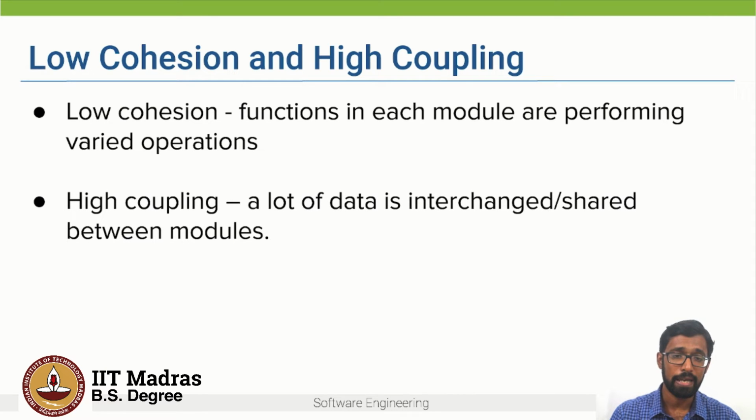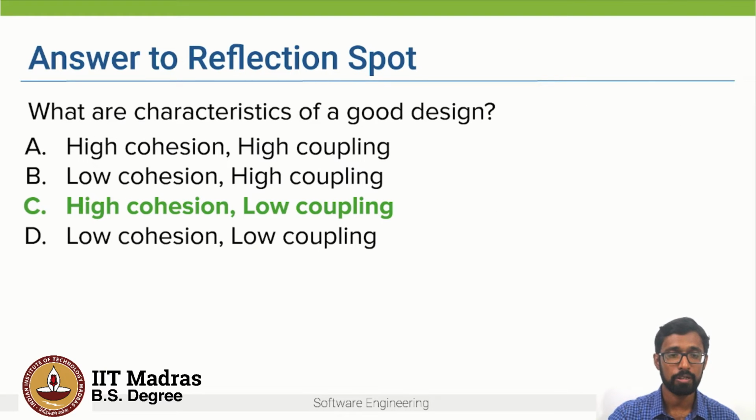And what about high coupling? In high coupling, a lot of data is interchanged or shared between modules. And this is also not desirable. Hence, it is important that modules have high cohesion and low coupling.